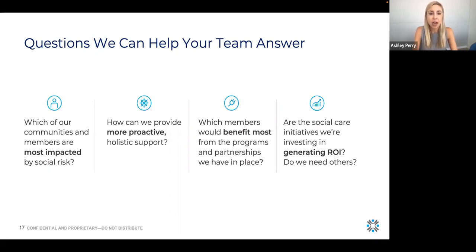And then finally, as I mentioned, the ROI piece is really important. So is this translating to value for you? Is it translating to value for your members? And how does that help you make more informed decisions about the investments you make going forward?